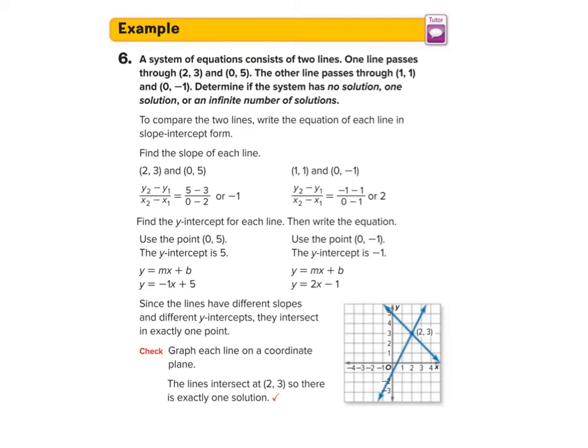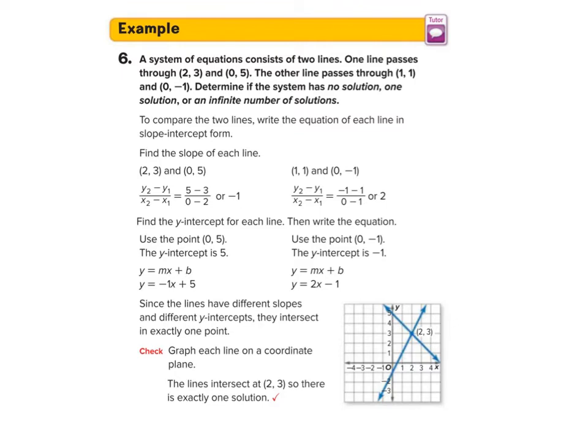Here's another example. It says a system of equations consists of two lines. One line passes through (2, 3) and (0, 5). The other line passes through (1, 1) and (0, -1). Determine if the system has no solution, one solution, or an infinite number of solutions.